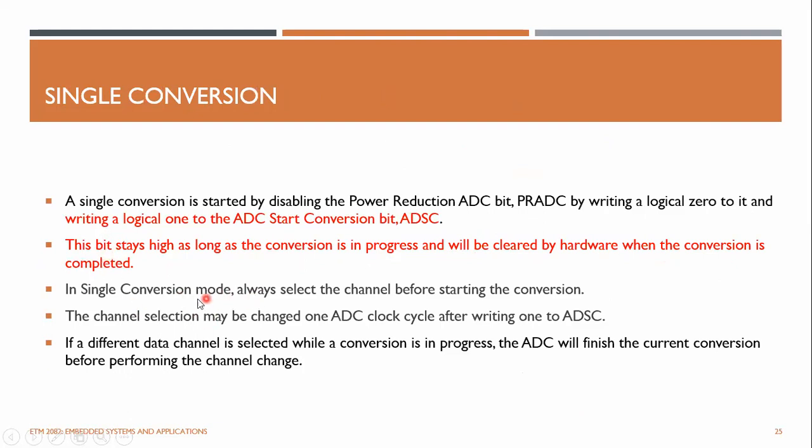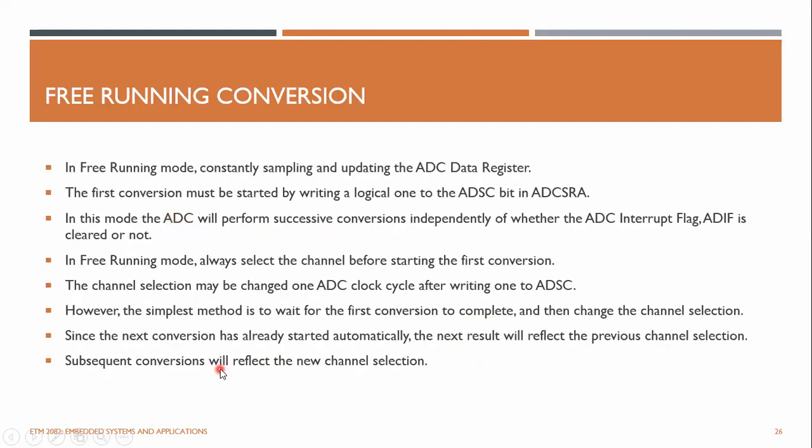So you have to select the channels and all the clock sources before you set this conversion bit. If you select a different channel while a conversion is going, the ADC will finish the current conversion before performing the channel change. In the free running conversion, like I mentioned, once a conversion is done, it will repeatedly start the next one.